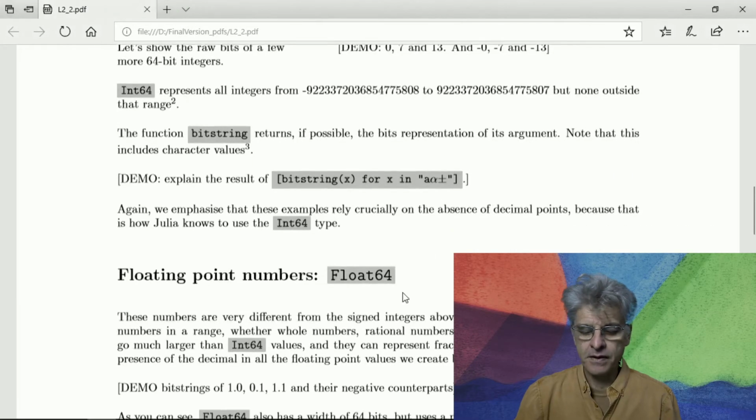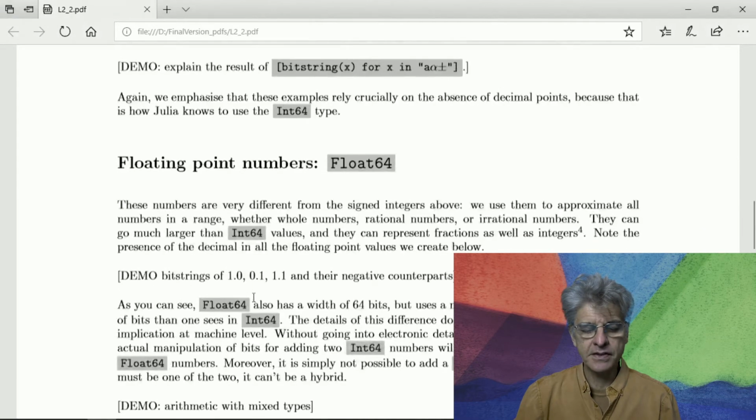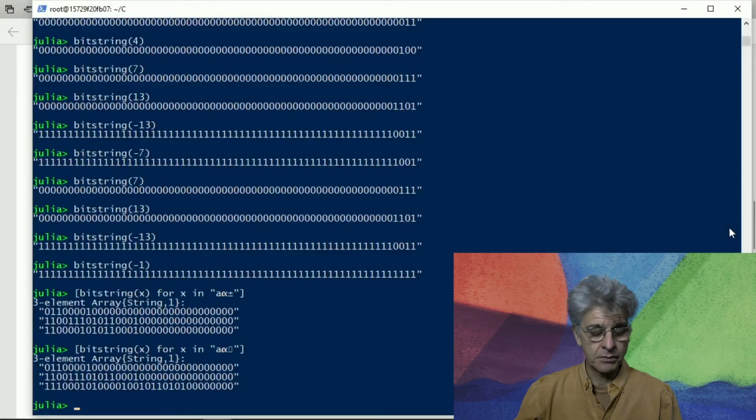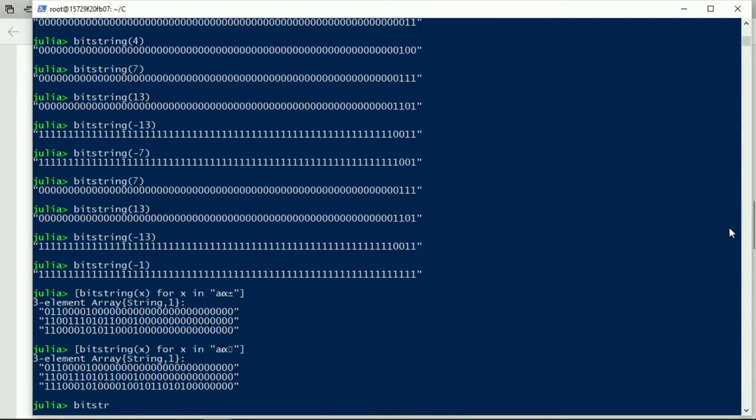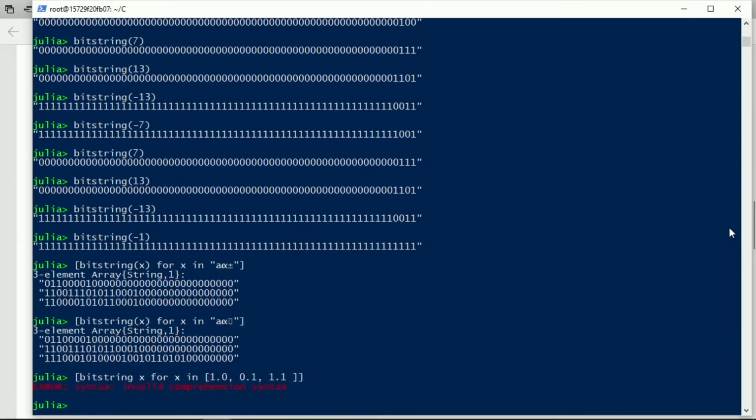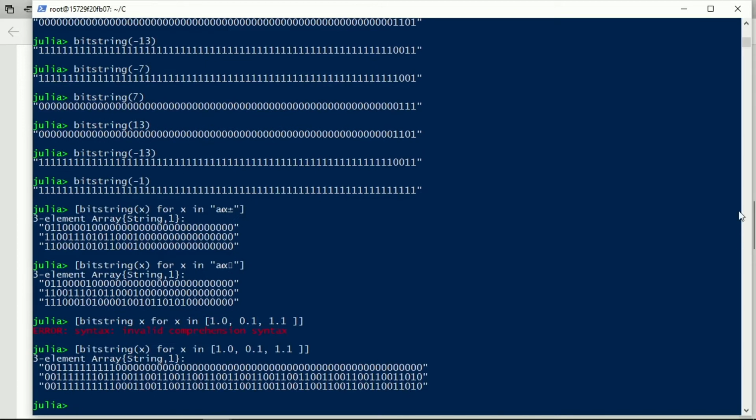So, floating point numbers are very, very different, and the way we know is we put decimal places in there. So let's look at the bit strings of 1.0, 0.1, and 1.1. Now I'm going to make that a vector: 1.0, 0.1, 1.1. Sorry, bit string is a function. And now we see that this is really fundamentally different. We can't represent 0.1 and 1.1 as integers. We can only look at this integer.